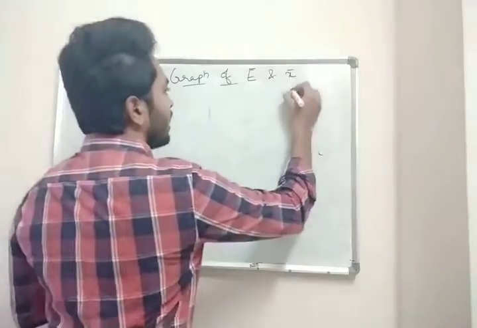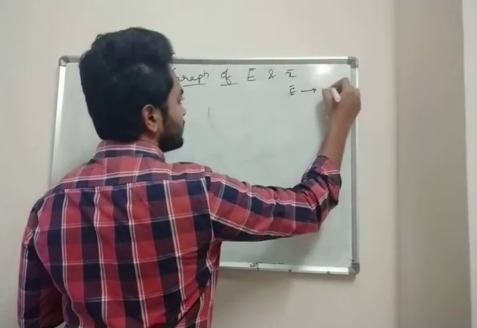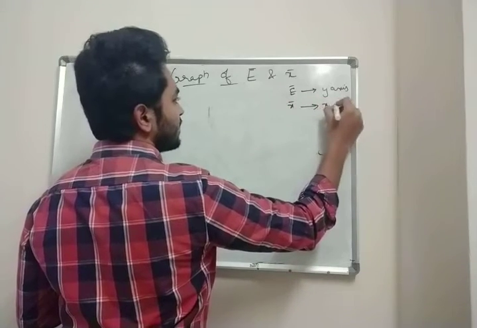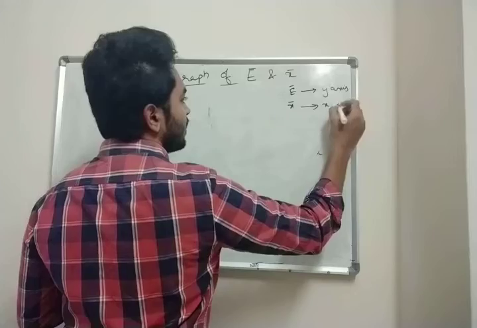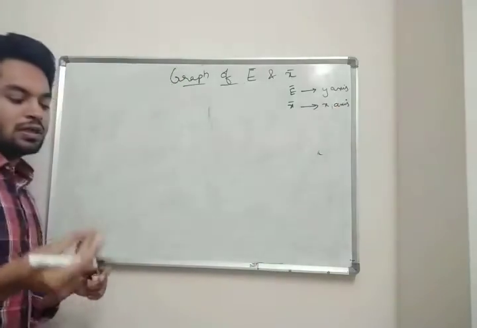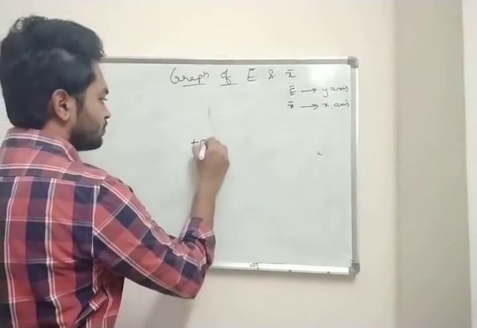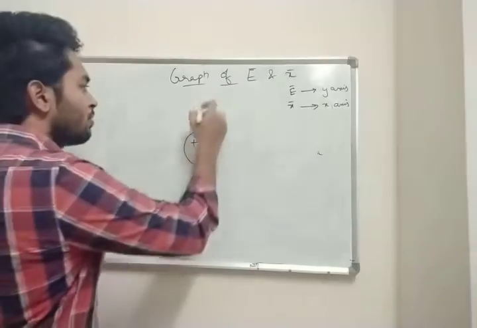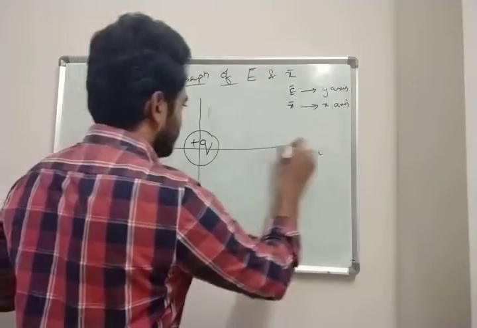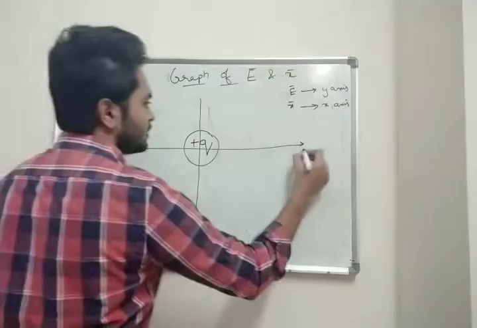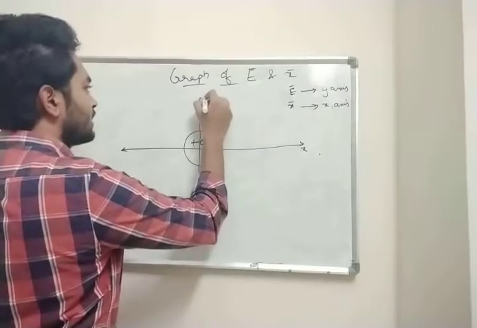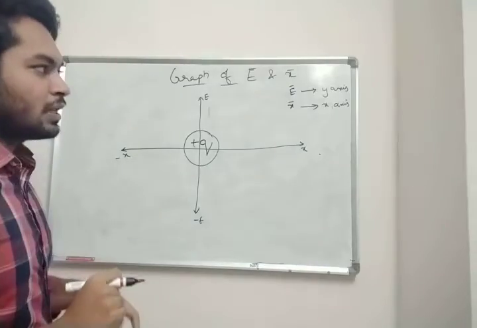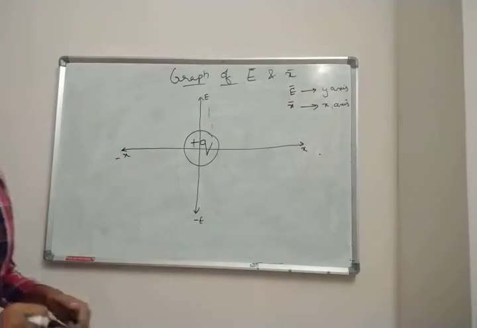I'm going to plot electric field on the Y axis and distance X on the X axis. So first I have a positive charge Q. Now I am going to draw the graph of this positive charge Q with distance X. This is X, this is electric field E, and this is negative electric field E, and this is negative X. Clear? Fine.